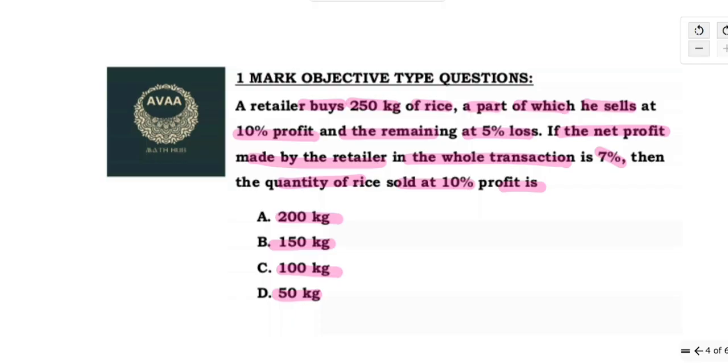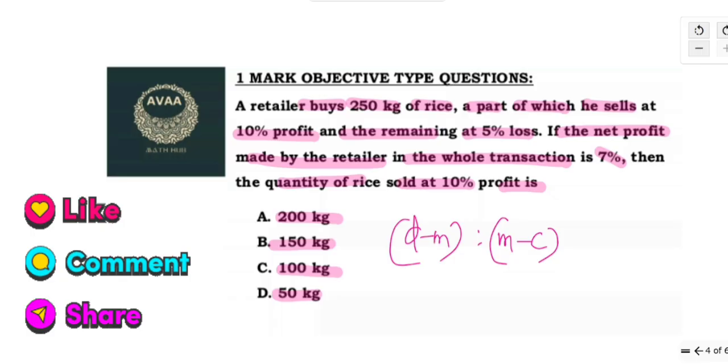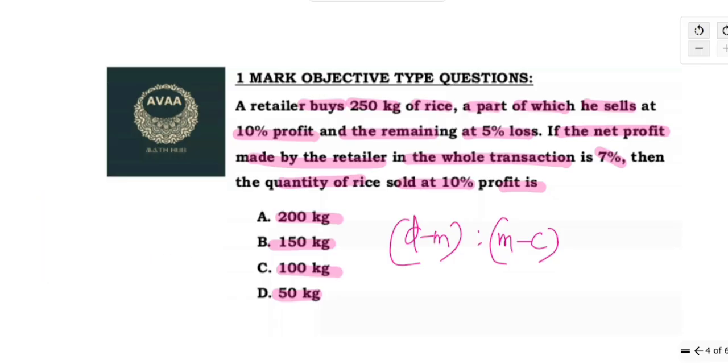Now here we are going to set up D minus M is to M minus C. M stands for mean price, D is the dearer quantity, C is the cheaper one. So here, the dearer one is the profit we made, so D is nothing but 10%, and C is the loss, so minus 5%. And in the whole transaction, the net profit that has been made becomes our M.